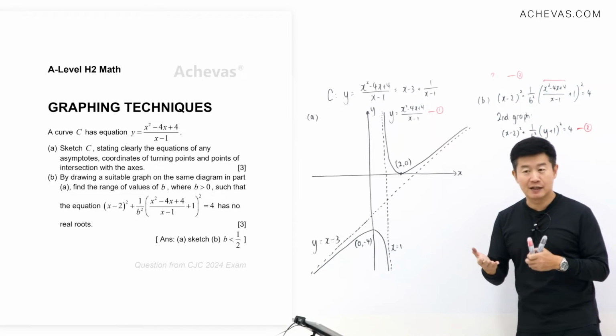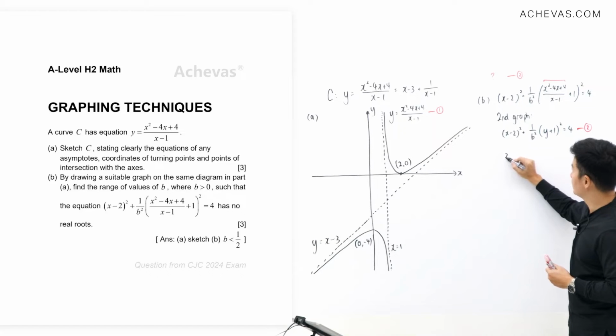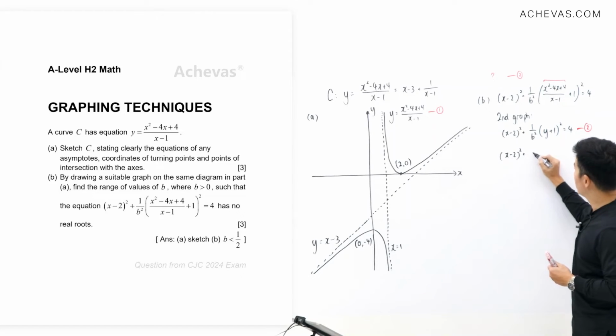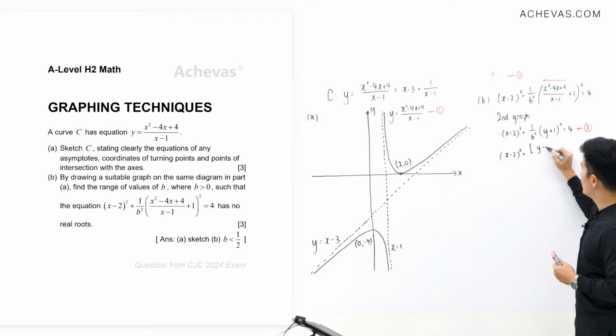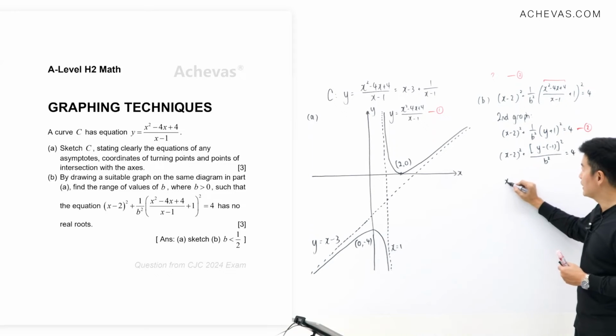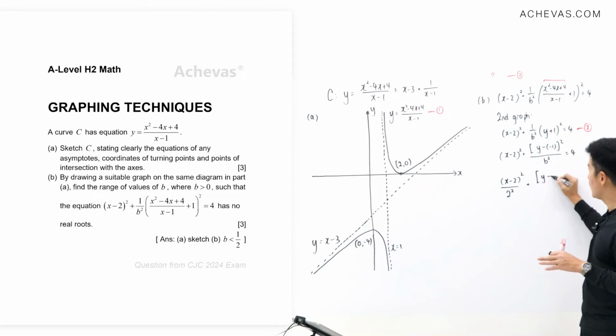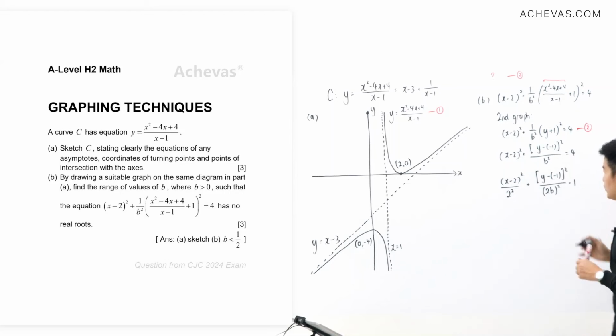Are you able to see? It is an ellipse, right? So if I can just do a bit of adjustment to this, (x minus 2) square plus this, I'm going to rewrite it as (y minus 1) square divided by b square is equal to 4. And I'm going to divide the 4 across to the other side, rewriting this as (x minus 2) square over 4, which I'm going to write as 2 square, plus (y minus 1) square over 4 times b square, which I'm going to write as (2b) square, is equal to 1.